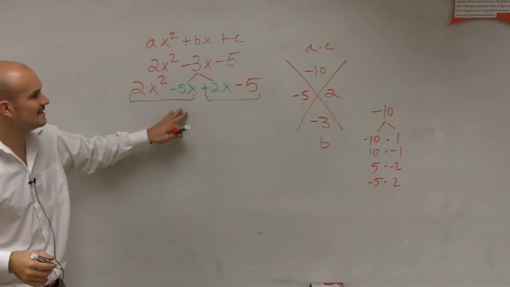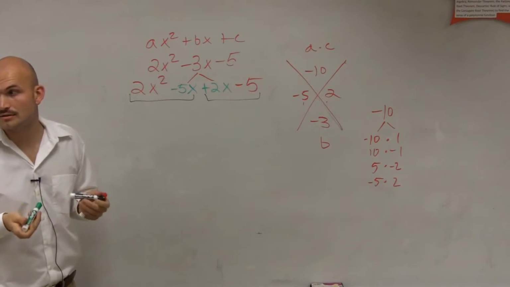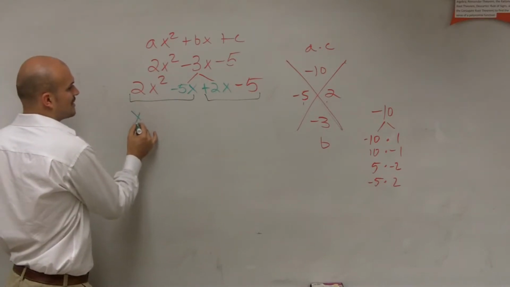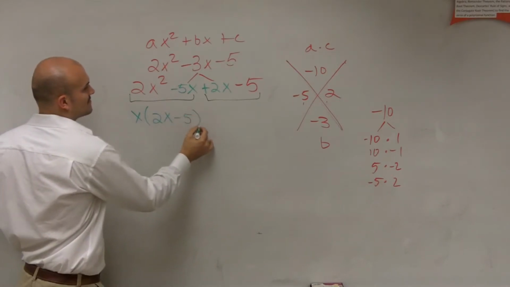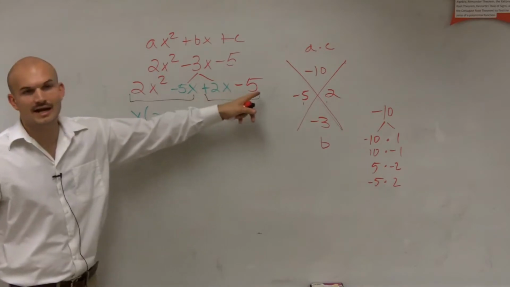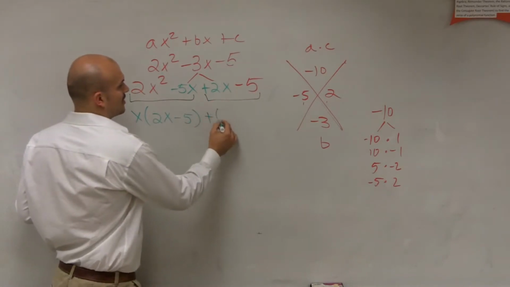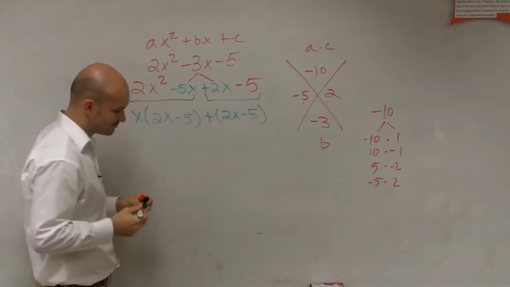Now, is there something that these two terms share? Is there anything they share? How about an x, right? So you could pull out an x. So what I'm going to do is factor out an x, so I'll be left with 2x minus 5. Then here, is there anything I can factor out? No. So I'm just going to leave that as plus a 2x minus 5.